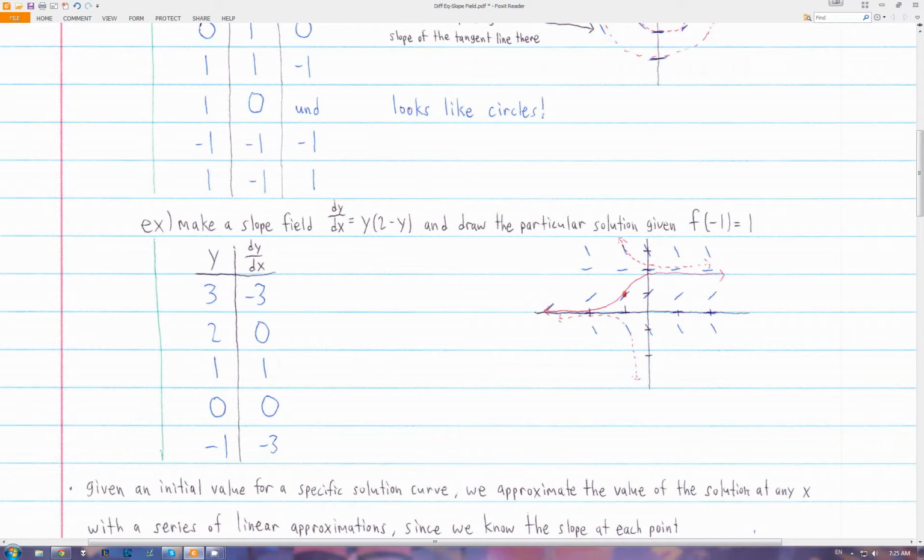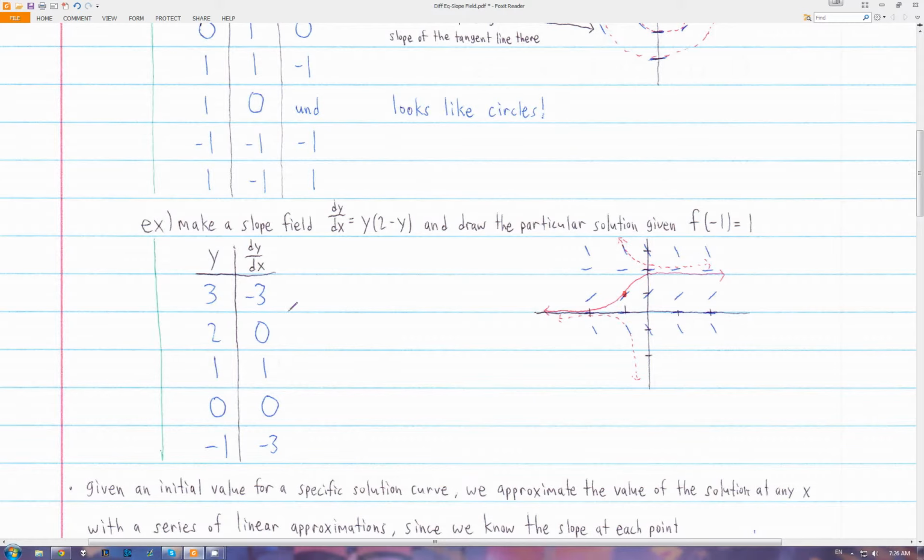So we have two y values where the derivative is 0. So we can infer that we have two asymptotes in a set of solutions. And we want to draw the particular solution that passes through the point negative 1, 1, which is right here. So following the slope field, we can sketch out the graph. If we wanted to draw the solution above this line or below this line, then they might look something like this.